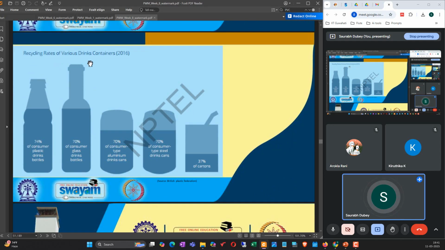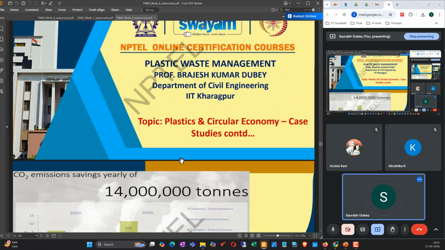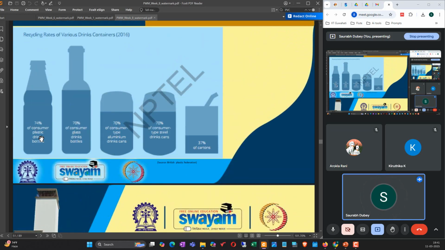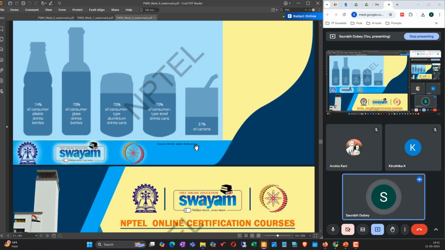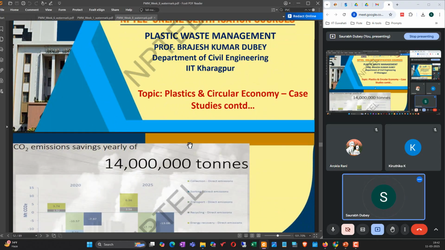So recycling rate of various drink containers, there is this. And you see in this one, 74% of the consumer plastic drink bottles, 70% of the consumer glass drink bottles, 70% of the consumer aluminum drink cans, and 70% of consumer steel drink cans, and the rest is 37% of cartons. So this is the rate of recycling, okay.